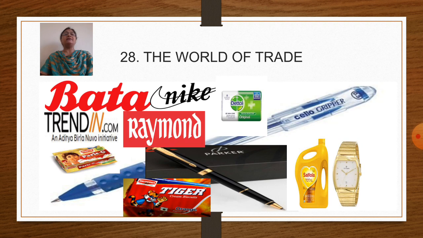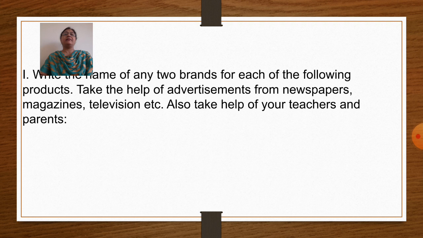Now, students, we will study the next chapter, chapter number 28, The World of Trade. Write the name of any two brands for each of the following products. Take the help of advertisements from newspapers, magazines, television, etc. Also take help of your teachers and parents.